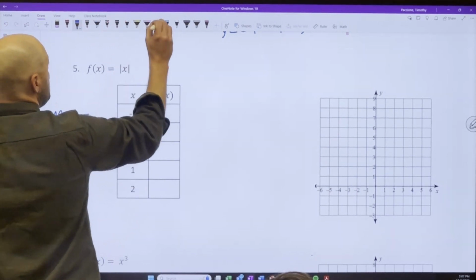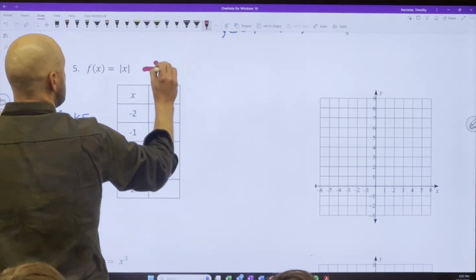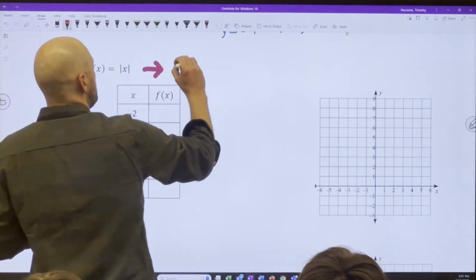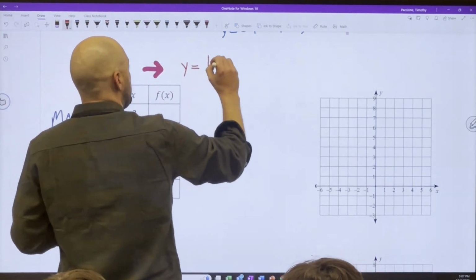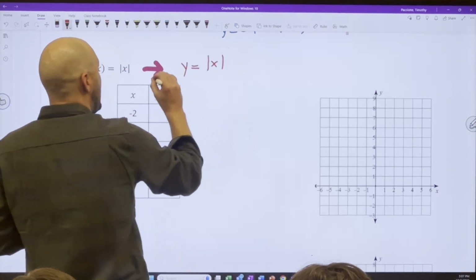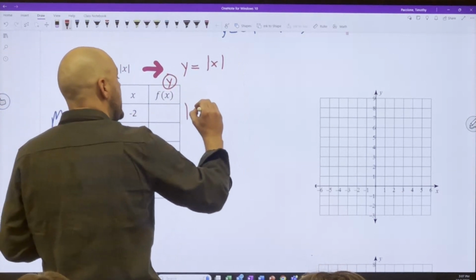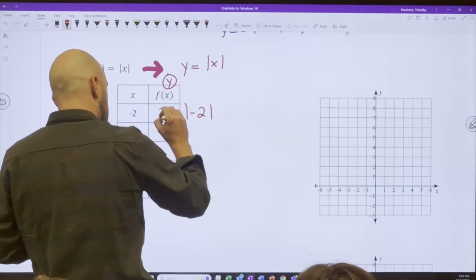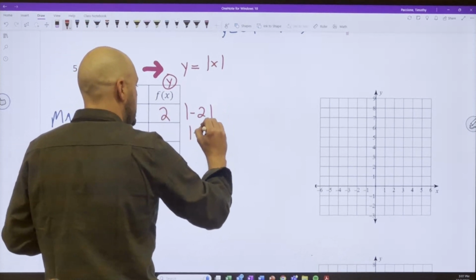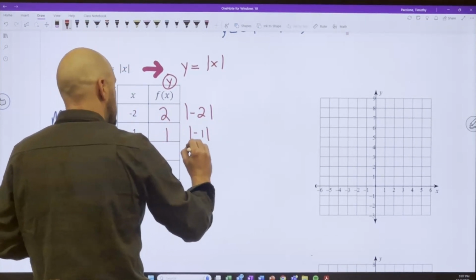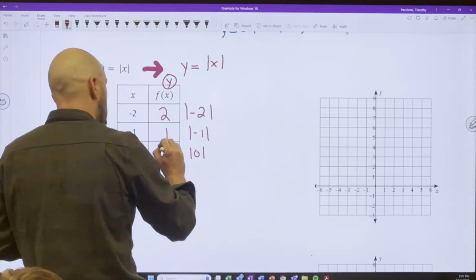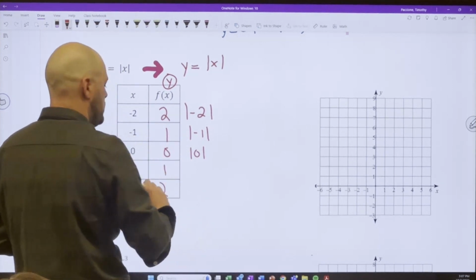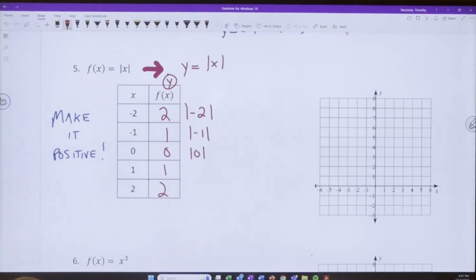Okay? Remember, we could always rewrite it. Y equals absolute value of x, and this is our y. So the absolute value of -2 is 2. The absolute value of -1 is 1. The absolute value of 0 is 0. 1 is 1. 2 is 2. Just make it positive. If it's positive already, leave it as positive.